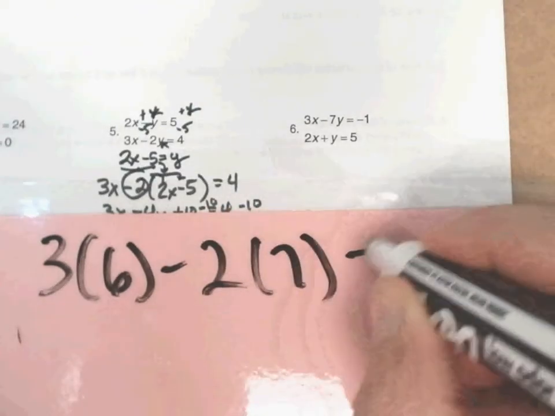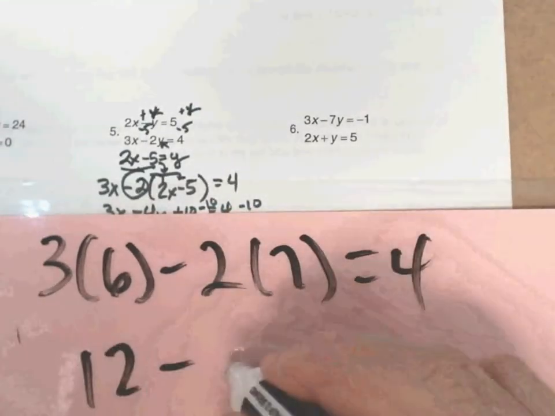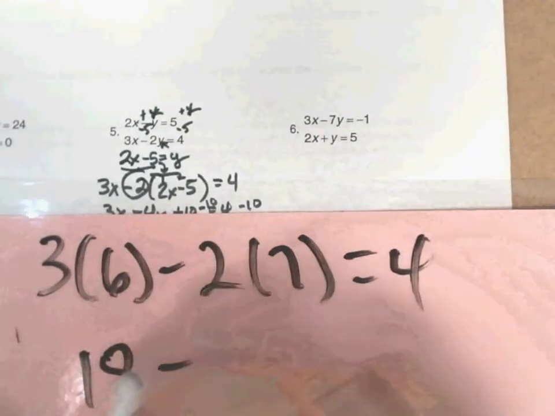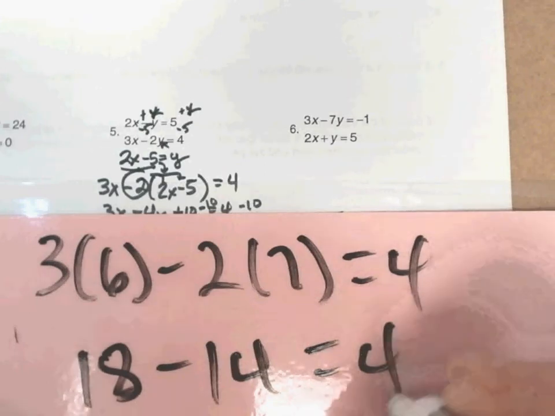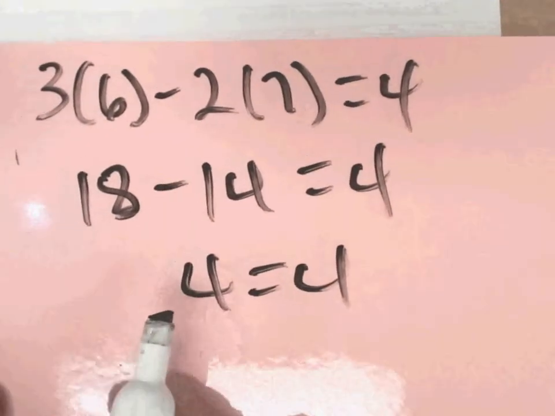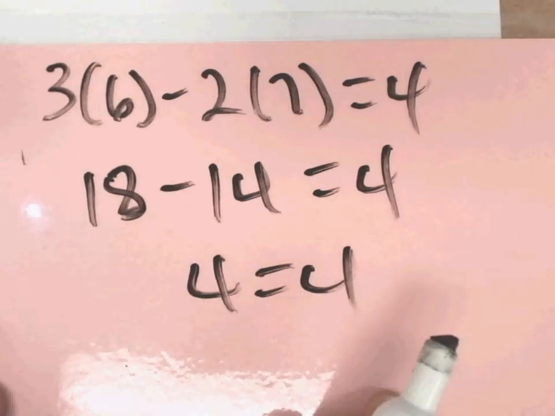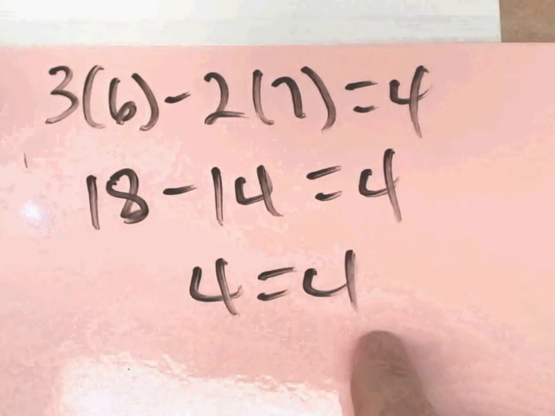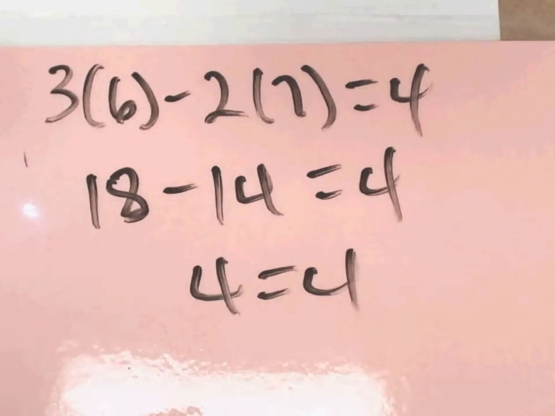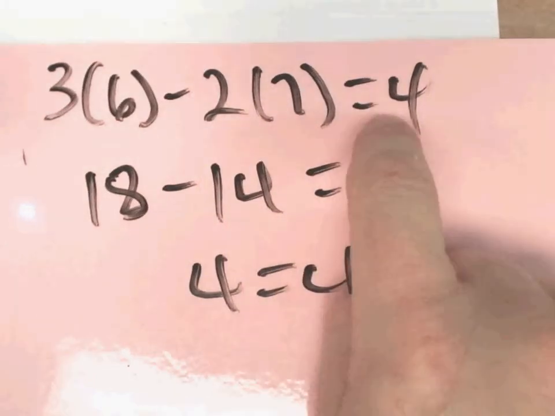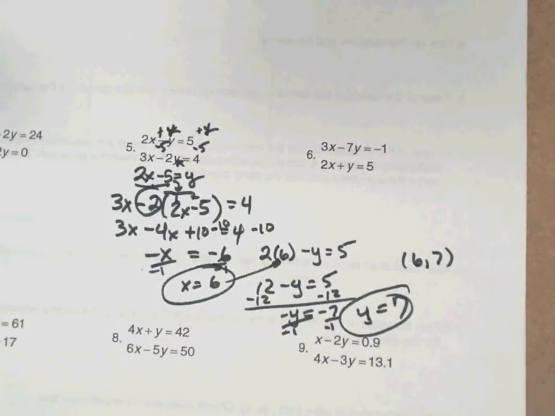Now let's try it in this one. 3 times 6 minus 2 times 7 should equal 4. I'm sorry, 3 times 6 is 18, minus 14 equals 4. 18 minus 14 is 4. Sorry, you can't see that. So 4 equals 4. So this works for both equations. Notice I'm not getting a 6 or a 7. I'm just getting a value that's equal, which is all I need. Putting the 6 in for x and the 7 in for y, the value equals 4. That's what I'm looking for.